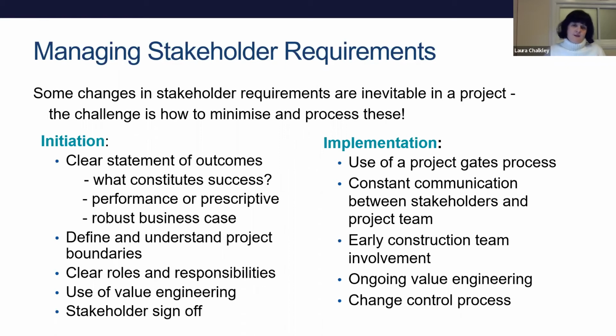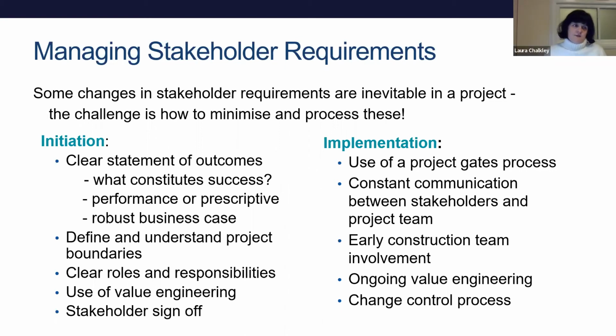That way, nobody can turn around and say, oh, I thought you were doing this, but we thought it was that. As we then move on to implementation stage, use of a project gates process is a really good way, again, to help control requirements. It means there are set stages within a project's life cycle where everybody has to formally stop, review where they are, and confirm that there's been no change to the requirements to move forward.